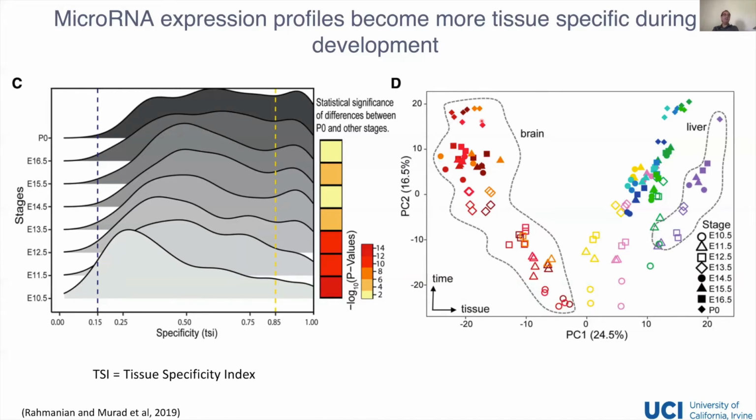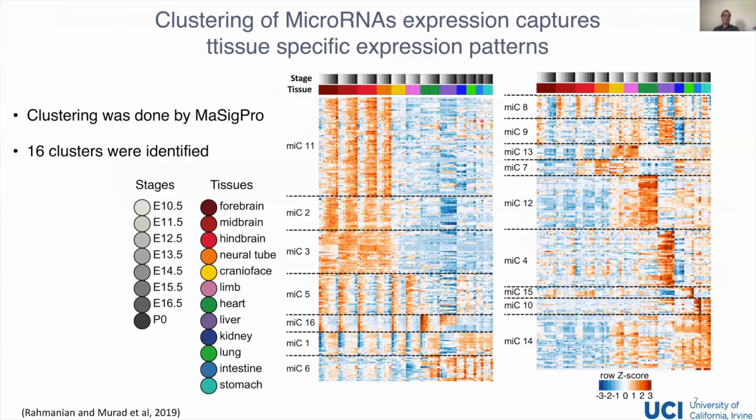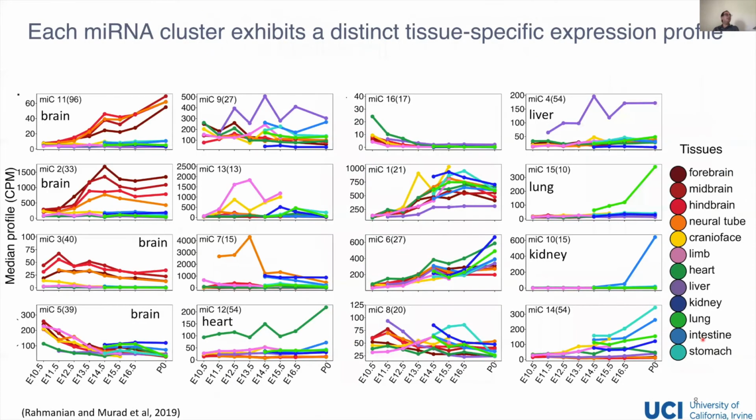This also means that we can go ahead and try to capture that using clustering. So we went ahead and we used MASSPRO to identify 16 different clusters. And you can see already from the structure of the data that we can see expression levels increasing and that we can get these tissue-specific clusters. Looking at them more closely, we can see, for example, that we recovered multiple brain-specific clusters that differ in terms of the dynamics of their expression.